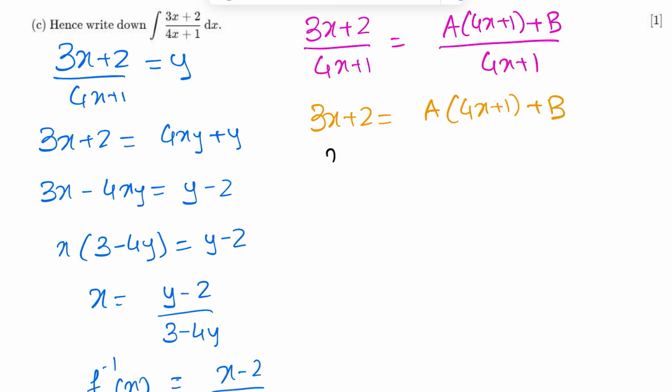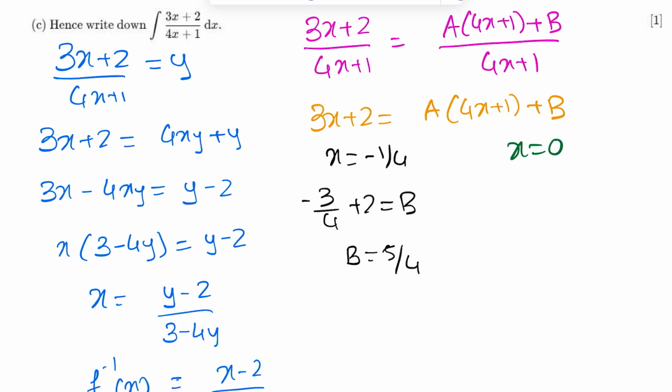Plug in x equals negative 1 upon 4. So it becomes negative 3 upon 4 plus 2 equals b, which gives you b value as 5 upon 4. Then plug in x equals 0. Then you get 2 equals a plus b. B we just got as 5 upon 4. So a equals nothing but 3 upon 4. So I got the values of a and b.